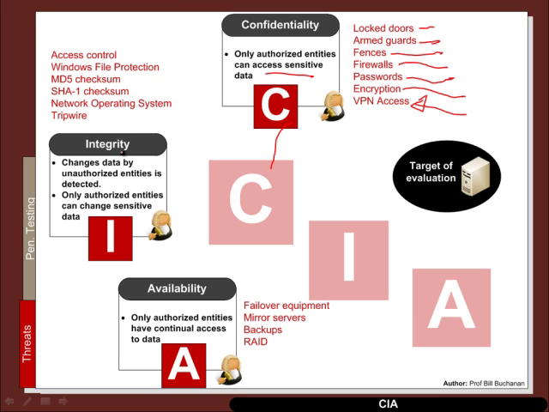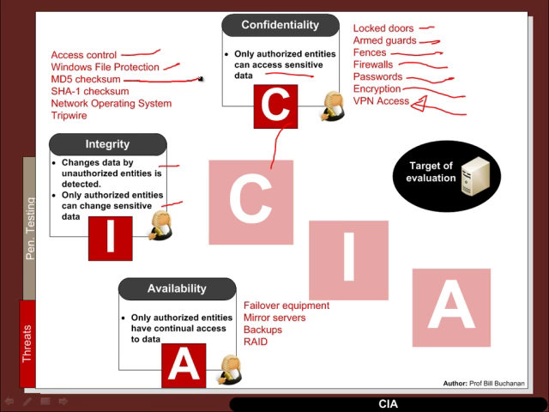For integrity, we need to make sure that the data is changed by unauthorized entities is always detected, and that only authorized entities can actually change any sensitive data. So this might include access control into the system. We can have Windows file protection to understand when things have been changed.